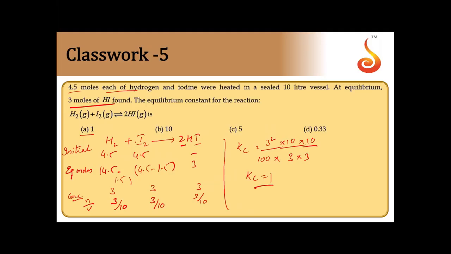So 4.5 moles of each are taken. Initially we have 4.5 moles of each. At equilibrium 3 moles of HI are being formed. So 2 moles of HI will form from 1 mole only. 3 moles are being formed, so it will be from 1.5 moles. So 4.5 minus 1.5, 4.5 minus 1.5. So 3 moles of each are left at equilibrium and 3 moles of HI is being formed. Dividing throughout by 10 because the volume of the vessel is given as 10, so that we can get the concentrations now.